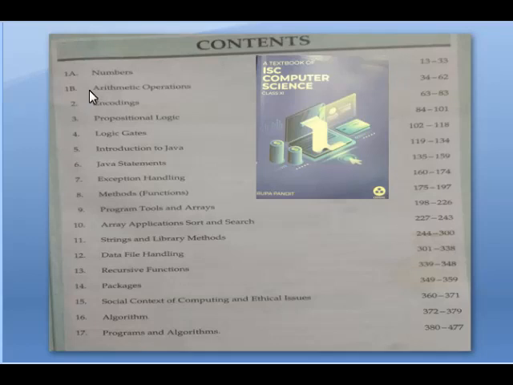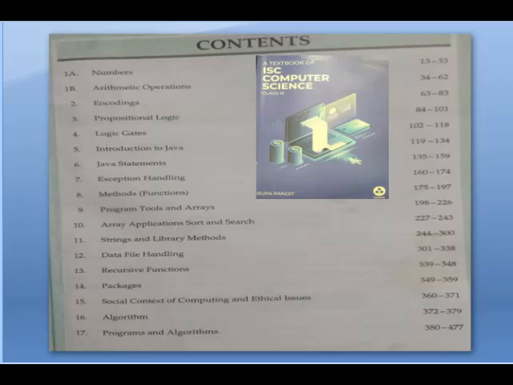First is numbers, arithmetic operations, encodings, propositional logic, logic gates. So 4 chapters you are going to study. You are seeing here as new. The next one is introduction to Java. You already studied Java statement. You already covered all these portions in class 9th and 10th. So these are the new chapters: number systems, arithmetic operations, encoding, propositional logic, and logic gates.